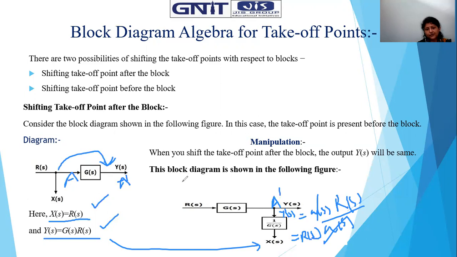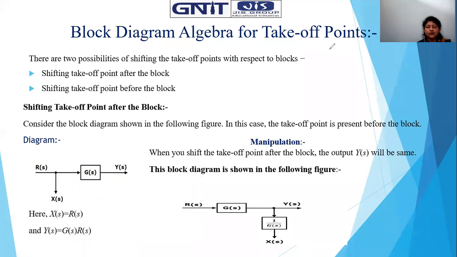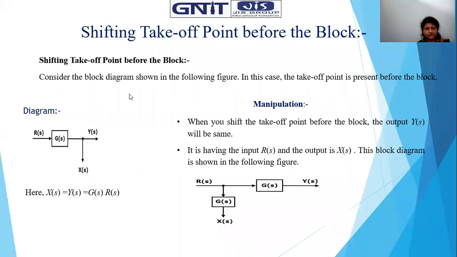So what you have to keep in mind, this is the important formula for the takeoff point. Whenever the takeoff point is moving towards the right, it is manipulated with 1/G(s), the transfer function of that block. And whenever the summing point is moving towards the left, that should also be 1/G(s). These two important formulas we will use for the reduction process of block diagrams.